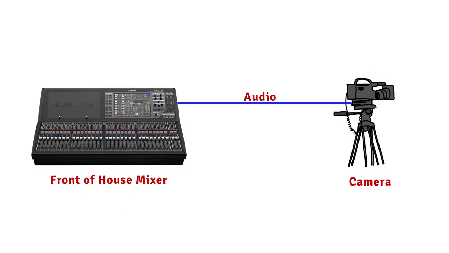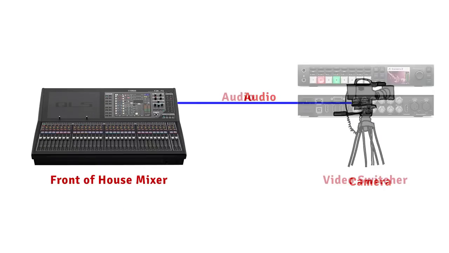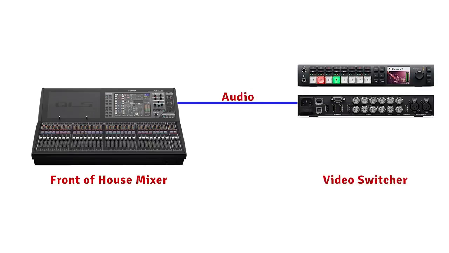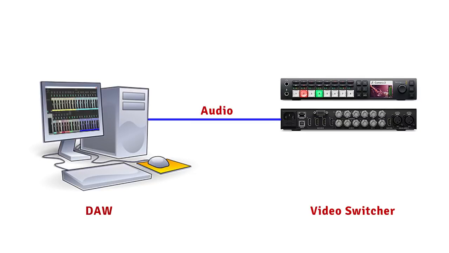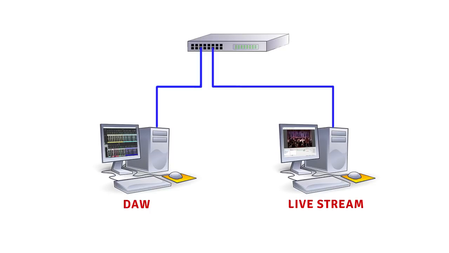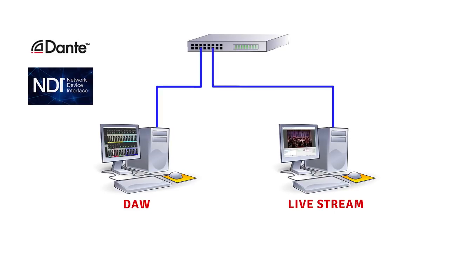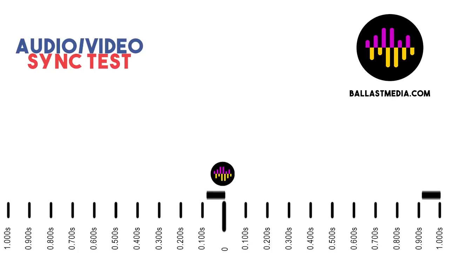I've been asked the question here on my YouTube channel, what's the best way to get audio to my live stream? So this video is part of a series of videos where I'm going to show you some different methods. In the other videos, I'll show you how to get audio from your front of house mixer to a camera or video switcher, and also how to send audio from a DAW to your video switcher using a physical audio interface. In this video, we're going to look at how to get audio from a DAW to your live stream using either Dante or NDI over a network. And then at the end, I'll show you a trick to make sure your audio and video are in sync.